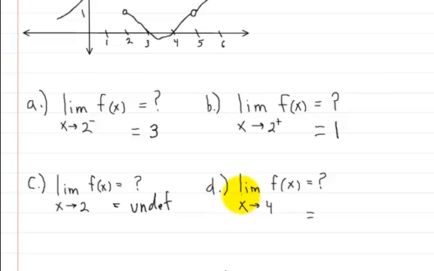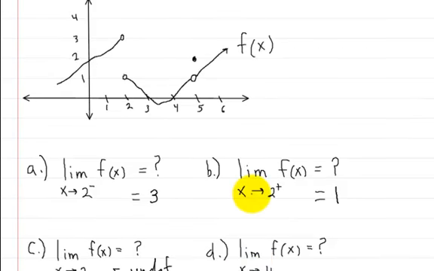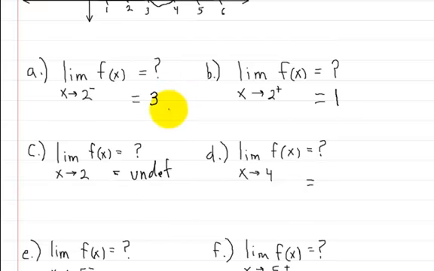Now let's go on to D. Now, what is the limit of f of x when x approaches 4? Well, let's see. If we approach from the left, we're going to come to this point here, which is 0. And if we approach from the right, we're going to come to this point as well. So when x approaches 4, y is 0. So this one is 0.